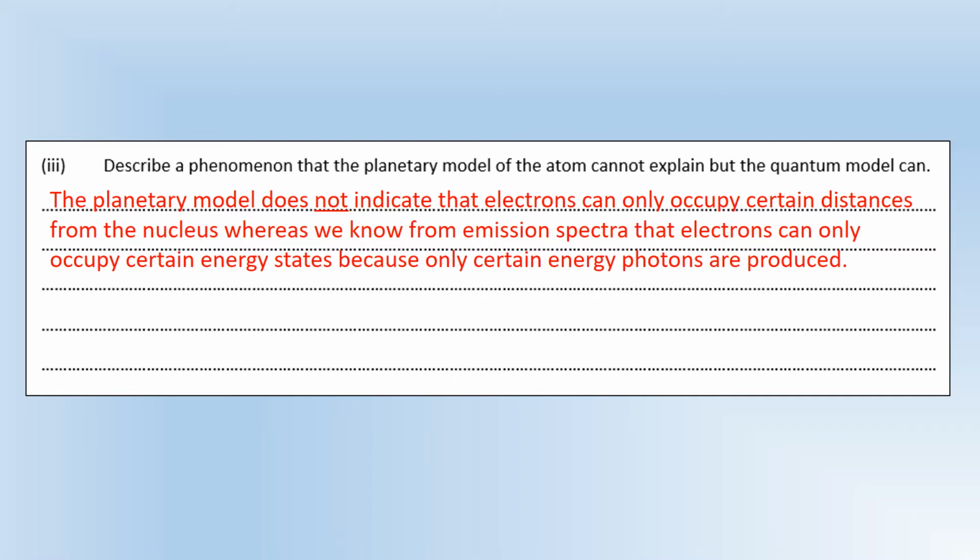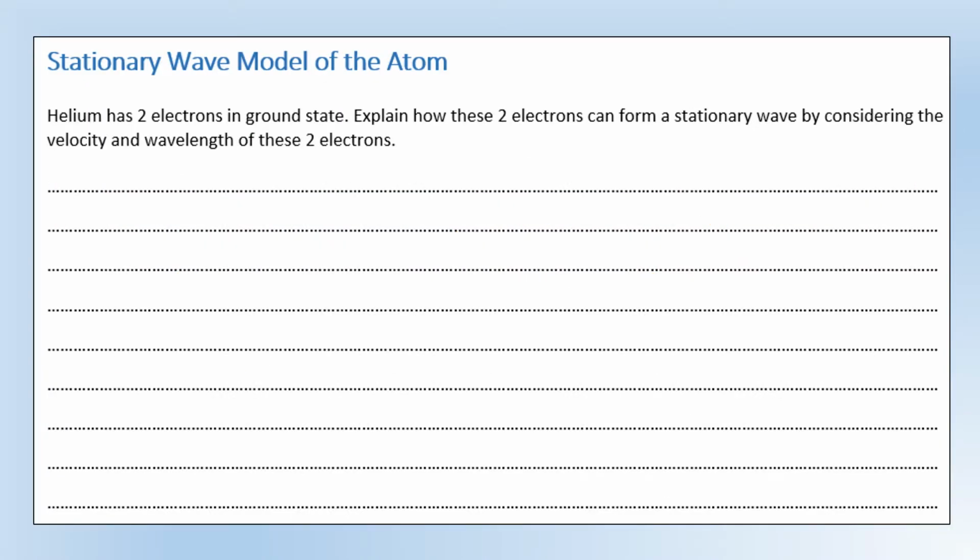Okay, so now moving on to another model of the atom, modeling it as a stationary wave. So helium has 2 electrons in its ground state, or inner shell if you want to go in chemistry terms. Explain how these 2 electrons can form a stationary wave by considering the velocity and wavelength of these 2 electrons.